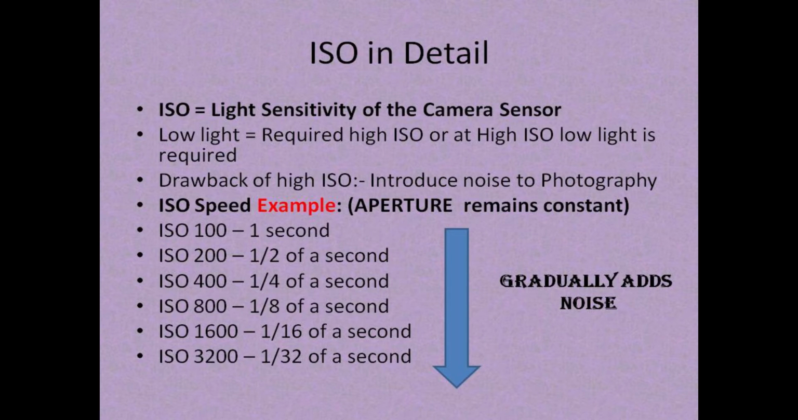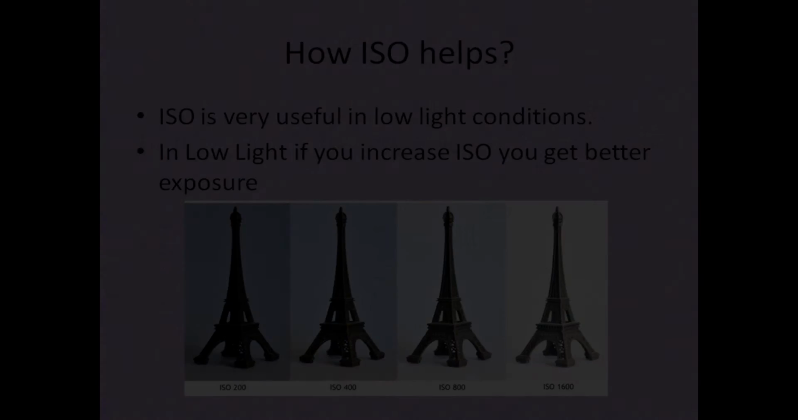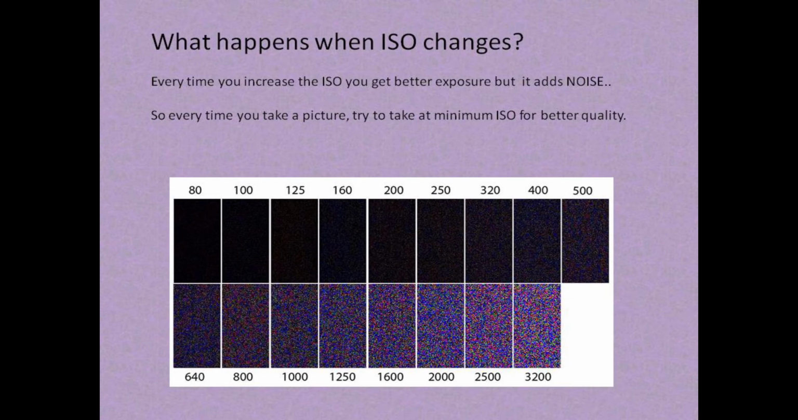Similarly, you will get one step better exposure every time you increase ISO by one stop, but at every increase in ISO, noise will be added gradually. How does ISO help? ISO is very useful in low light conditions. In low light, if you increase ISO, you get better exposure. In the following chart, you can easily notice the increase in noise by increasing ISO.